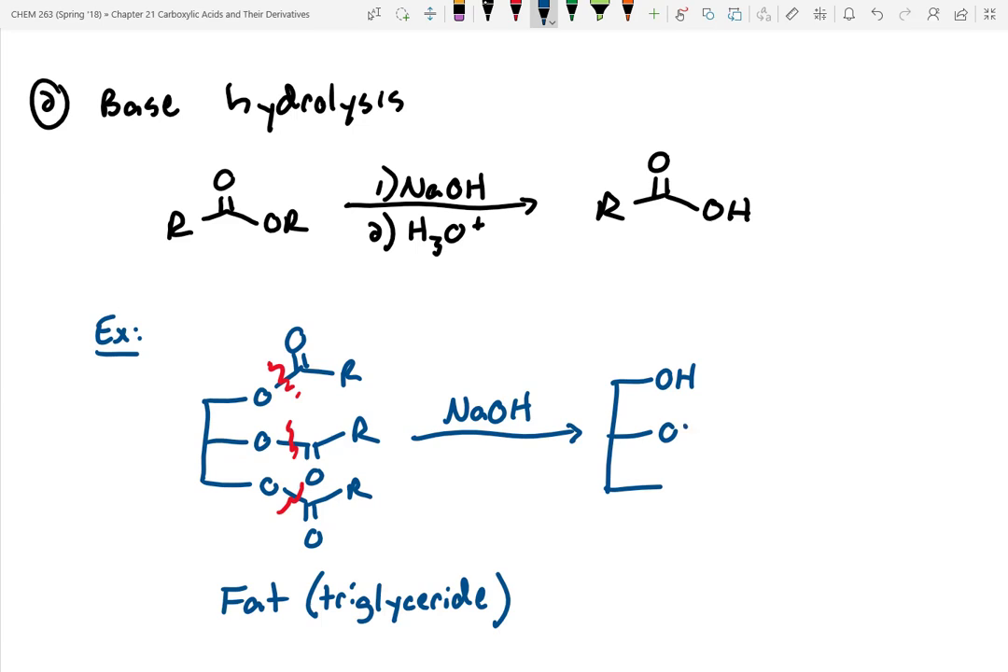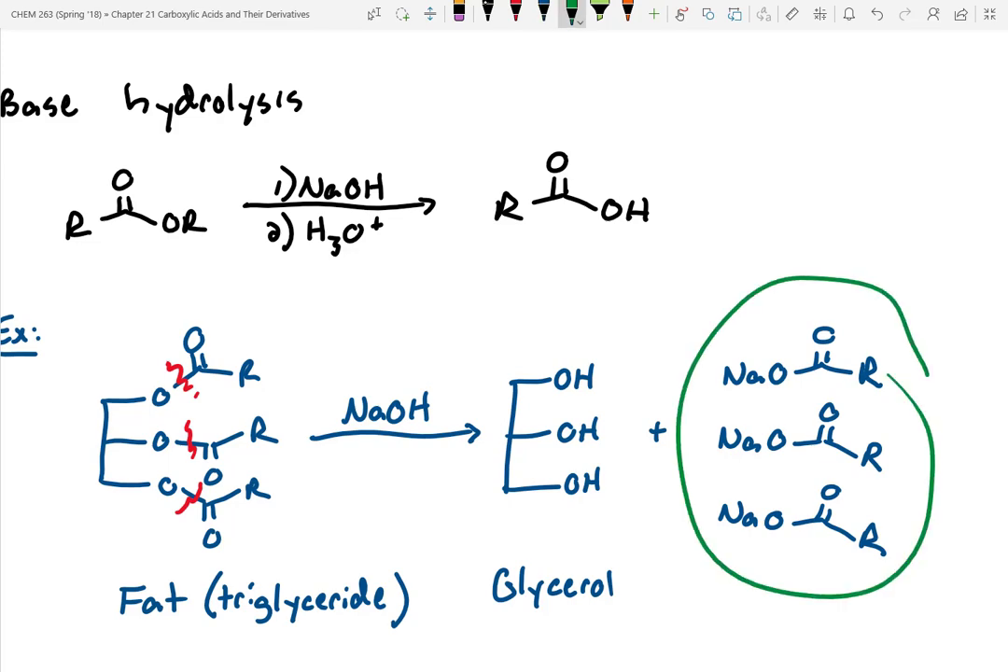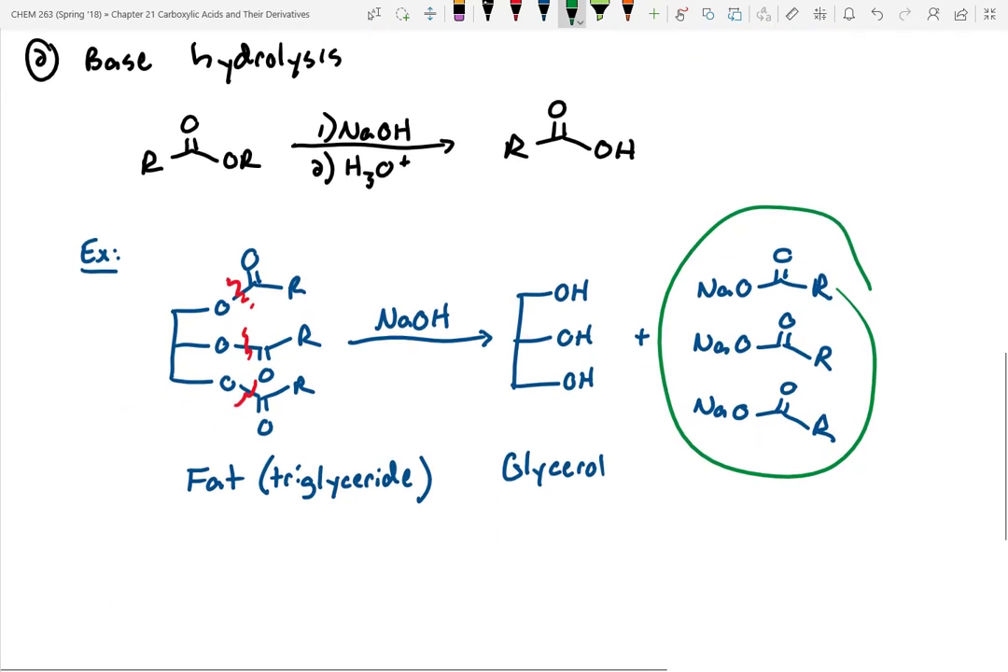What you're going to do in the end, you're going to make one chunk. This is glycerol. And for your other chunk, after you do the saponification, you're going to get 3 equivalents of a carboxylate salt. Does anybody know what this is really useful for? Soap. This is what soap is usually made out of.